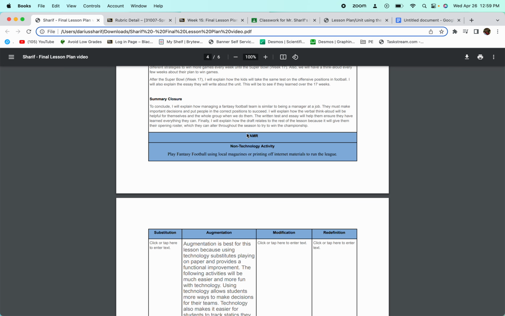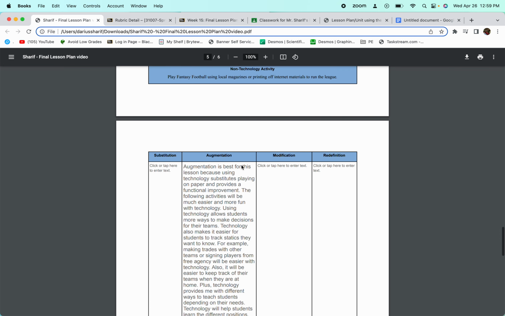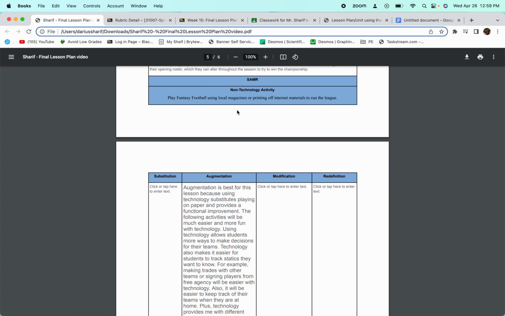So next we have the SAMR. So I put the non-technology activity, which would be playing fantasy football using local magazines. That's what they did back in the 90s. They had newspapers and magazines that had the scores for every week. So that's how they did it in the 90s. That just sounds tedious. I'm glad technology plays an important part in fantasy football nowadays because I play fantasy football and I couldn't imagine doing all the extra work.